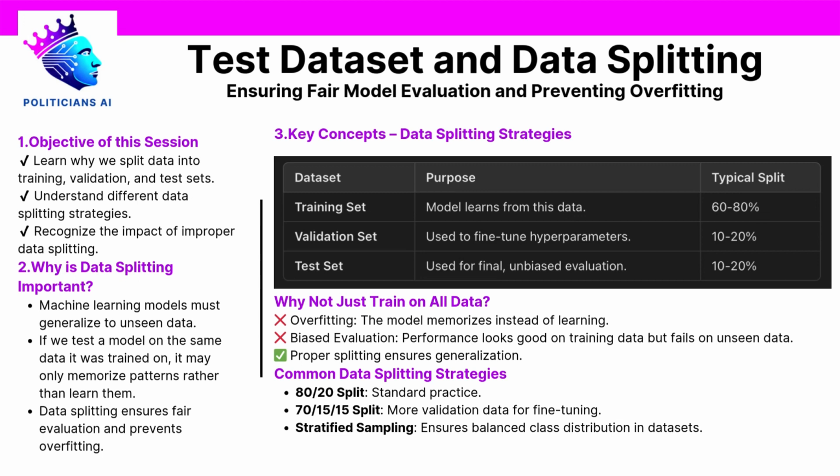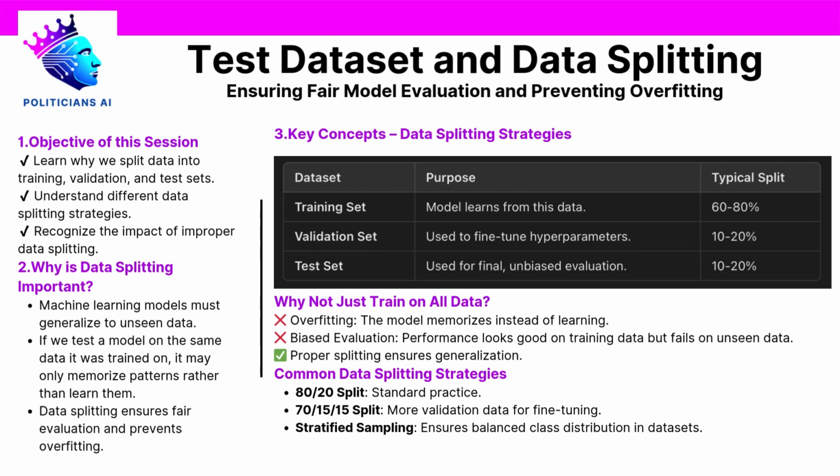The test set is the final evaluation tool. It is used only once, after the training and validation phases are complete. The purpose of the test set is to provide an unbiased estimate of the model's performance on completely new data. This is the closest representation of how the model would behave in real-world scenarios. Like the validation set, the test set typically comprises around 10 to 20% of the dataset. The key difference is that the test set should never be used during training or model selection, as this would lead to misleading performance metrics.